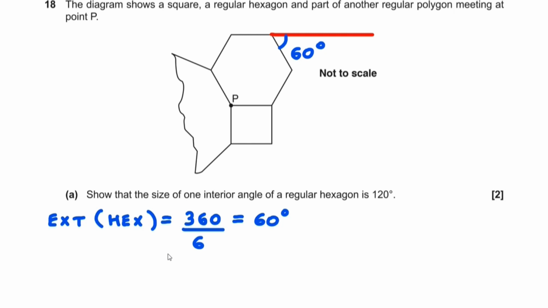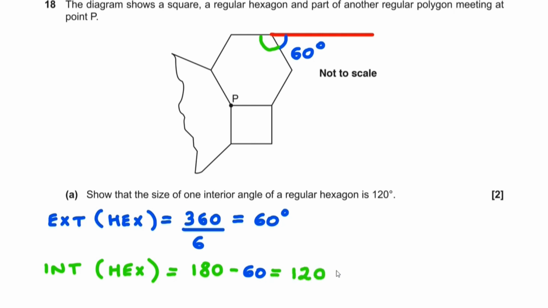So we have 60 degrees for our exterior angle. For the interior angle, that's this angle here, that's equal to 180 subtract this exterior angle of 60, because we've got angles on a straight line. That's equal to 120 degrees. So that is also this angle here.